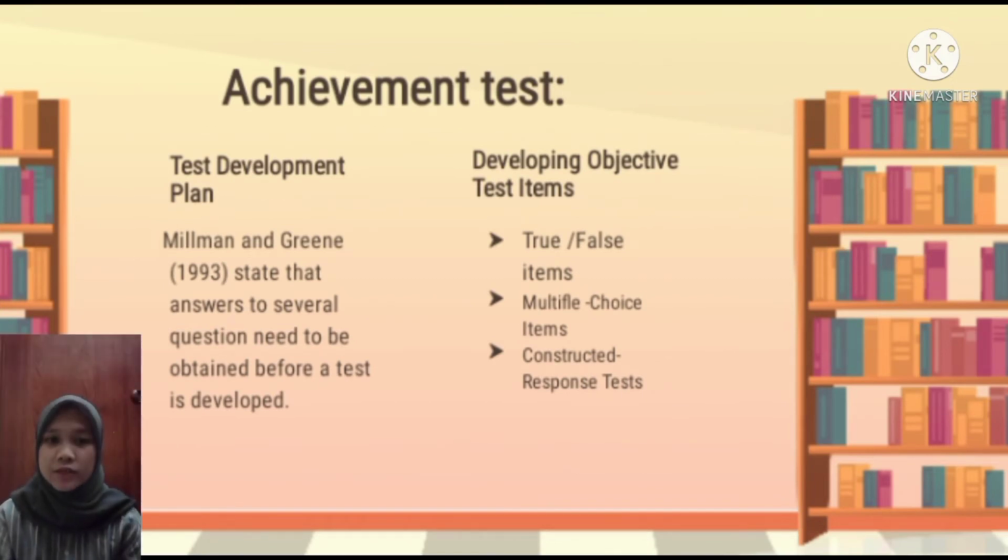Okay, the next material, the achievement test. The achievement test material is divided into two parts. The first, test development, and the second, developing objective test items. Test development is a stage that answers several questions that need to be answered before a test is developed. From the combination of these answers, an instructional designer creates a test development plan. This plan will guide the development and eventual implementation of the test.